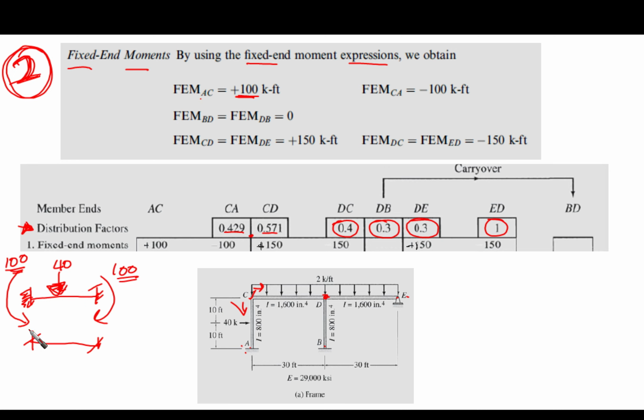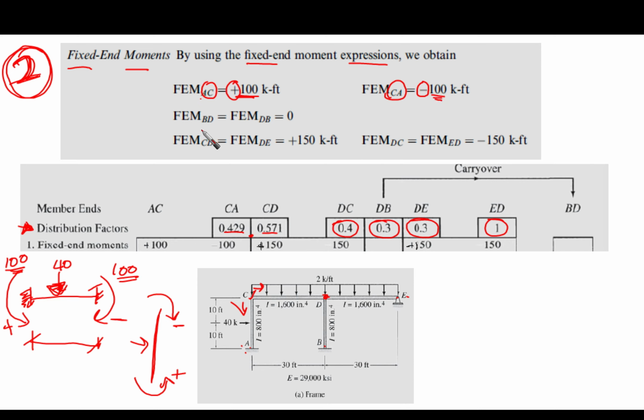Remember that this is counterclockwise, so it is going to be positive. This one is clockwise, so it is going to be negative. So this means that the fixed end moment, if we're going to talk about this member, if the member is like this and the force applied is like this, we have the moments developed like this. One of them is going to be positive, the other one negative. So the positive one is going to be 100, which is AC, and the other one, CA, will be with the negative sign and the same magnitude, which is 100 exactly.